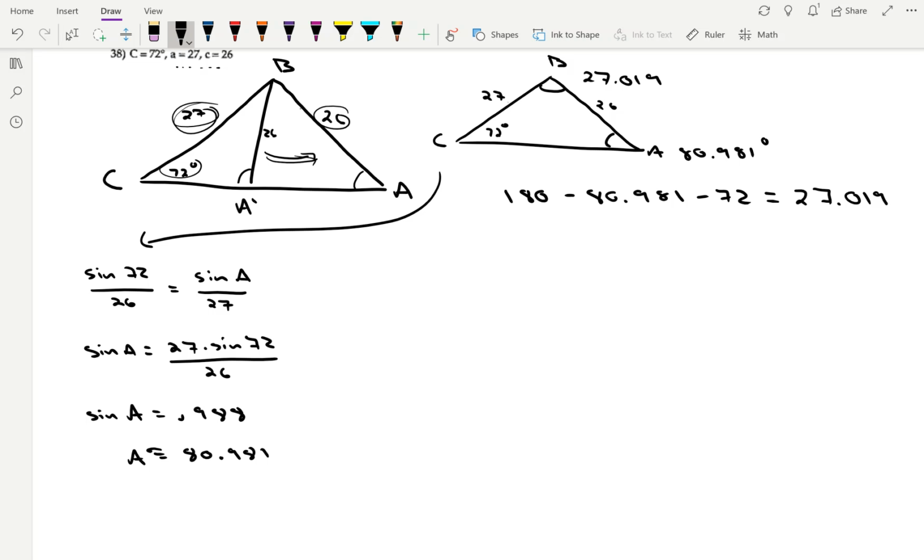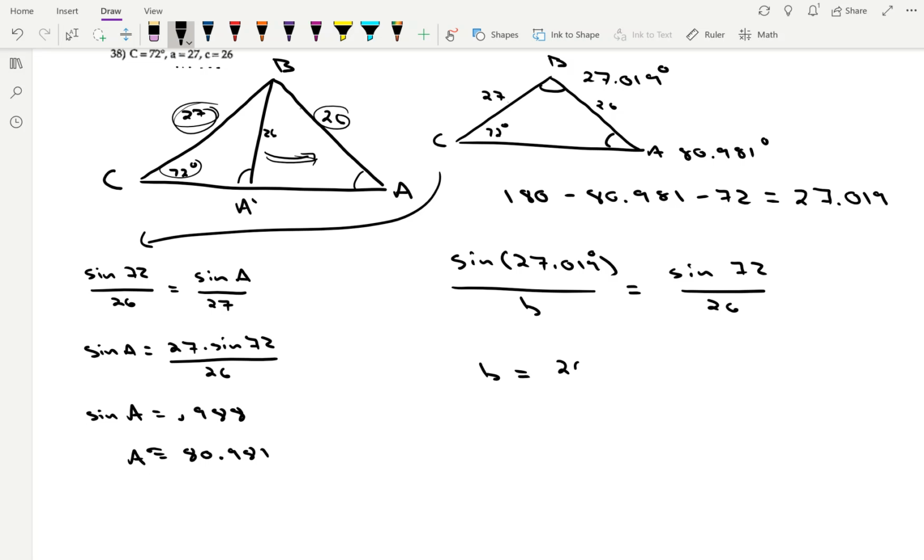So that would be 27.019. And finally, we've got to go find little b. So that would be sine of 27.019 degrees divided by little b, which we're looking for. And let's just use C: sine of 72 over 26. So B goes up there. That's a cross product again: sine of 27.019 degrees, all divided by sine of 27 degrees.